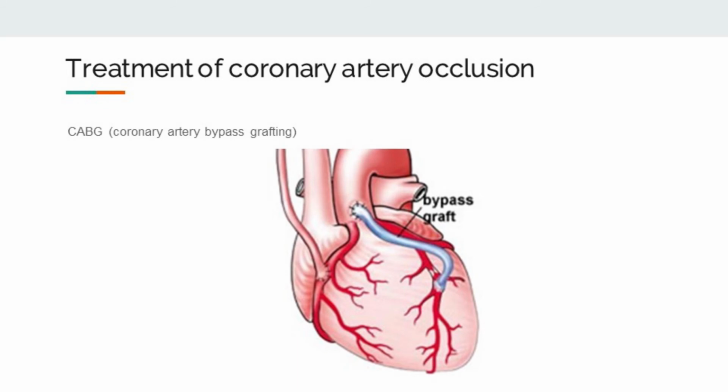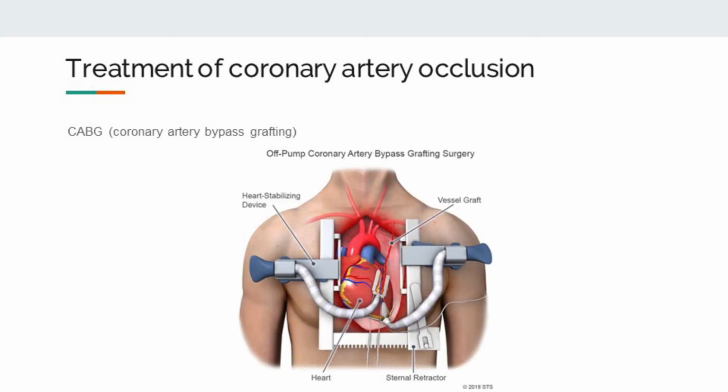Another way of treating CAD is with CABG, which stands for coronary artery bypass grafting. This is when you take a section of a vein or artery, commonly from the leg or the arm, and use it to bypass a section of the diseased artery. CABG requires direct access to the heart, which means it's an open heart surgery. It's a lot more invasive than a stent placement or other forms of PCI.